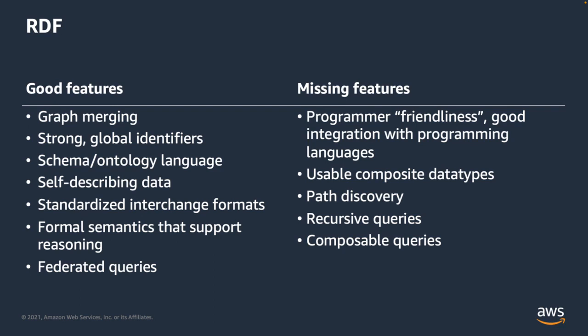So RDF has a clearly defined, sort of predictable semantics for graph merging. It has strong global identifiers. It has a schema language. RDF data is self-describing. We have standardized interchange formats, so I can hand my data to somebody else, and they can get the same graph out of that what I had.